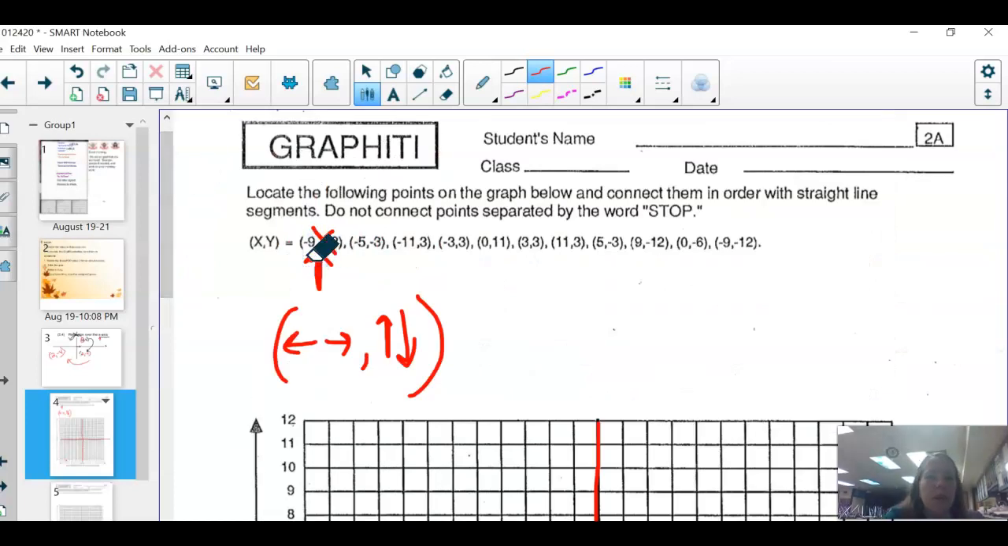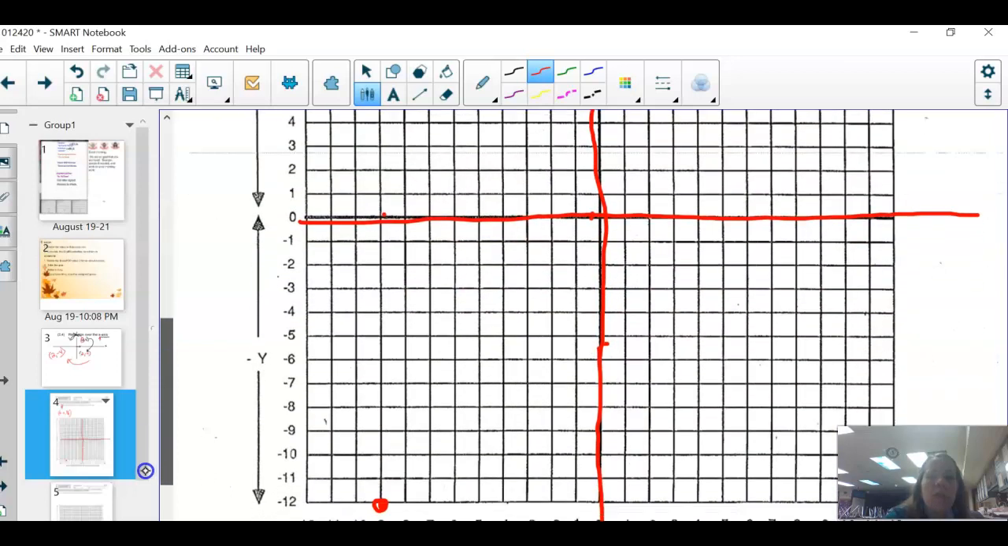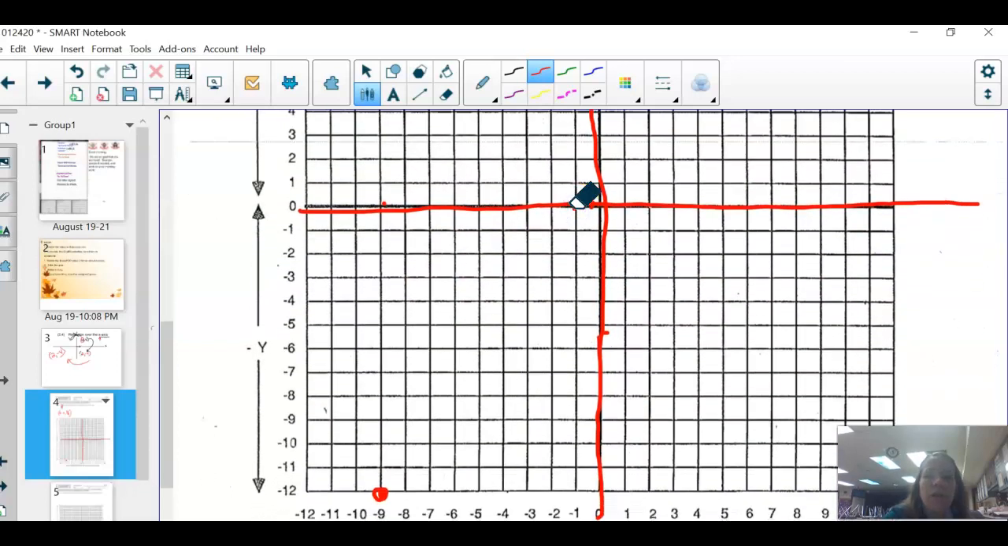Now I have negative 5, negative 3. So I'm still going to the left. 1, 2, 3, 4, 5. And 3 down. Y negativo 3. 1, 2, 3. Negativo 3.